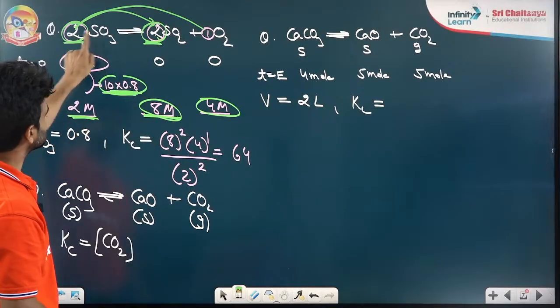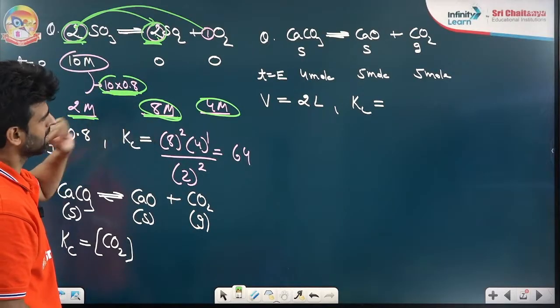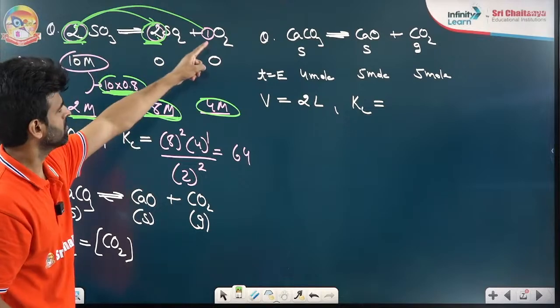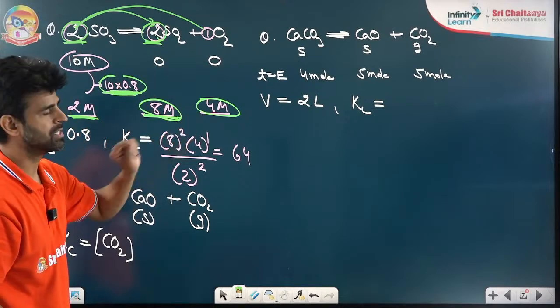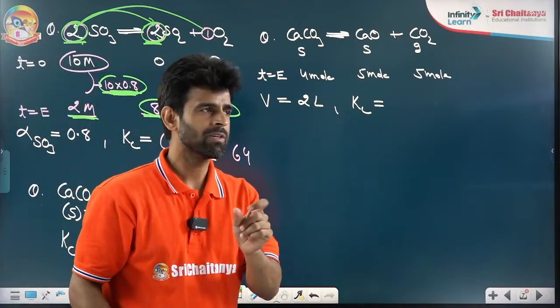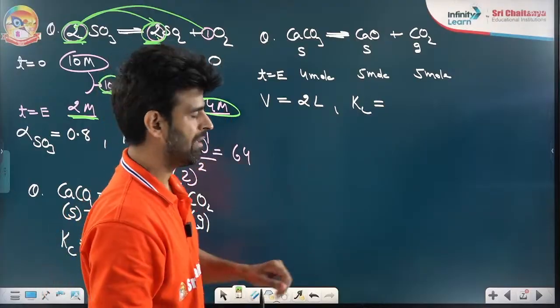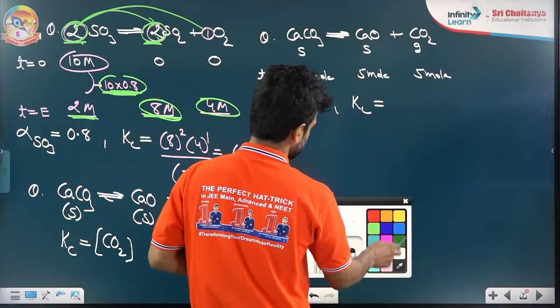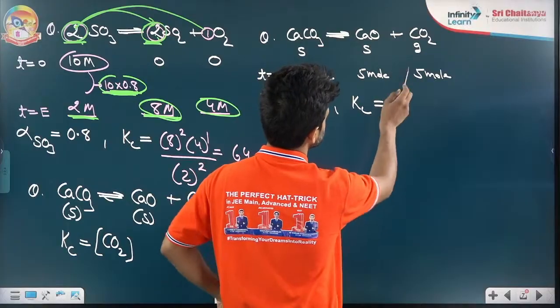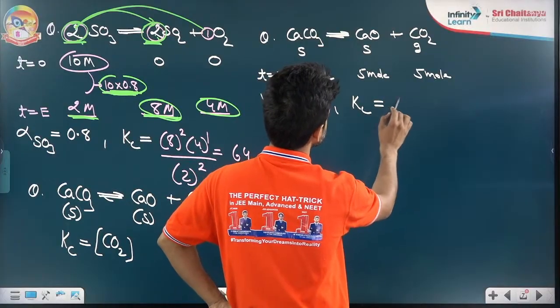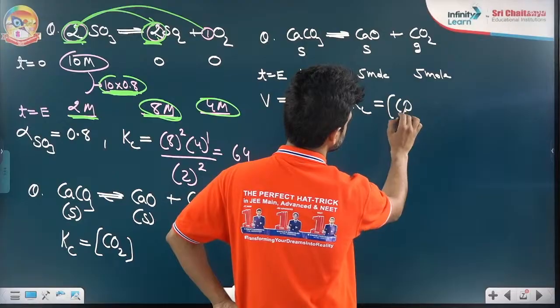Right? 2 makes 2, so C alpha makes C alpha. 2 makes 1, so C alpha makes C alpha by 2. I will give you one more question on this basis. I will say the next question, don't worry about it. So here I am saying, beta, Kc is the case. So I will say only CO2 will come in the expression.